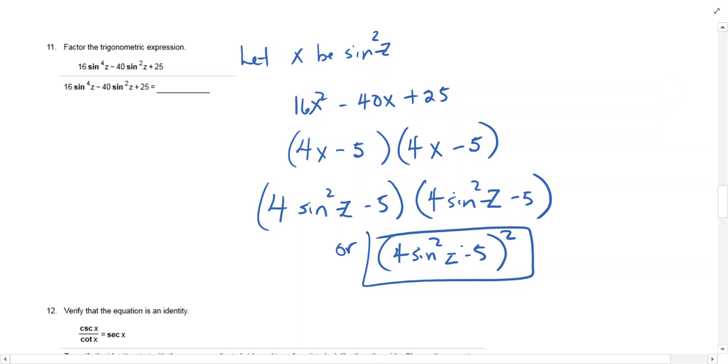Factor this trig expression. So I'm going to let x be sine squared z, because this is to the fourth and that's to the second. So that's going to be 16x squared minus 40x plus 25. That factors to 4x minus 5 and 4x minus 5. So that becomes 4 sine squared z minus 5, 4 sine squared z minus 5, or, and this is how I think they want the answer, 4 sine squared z minus 5, all of that squared.